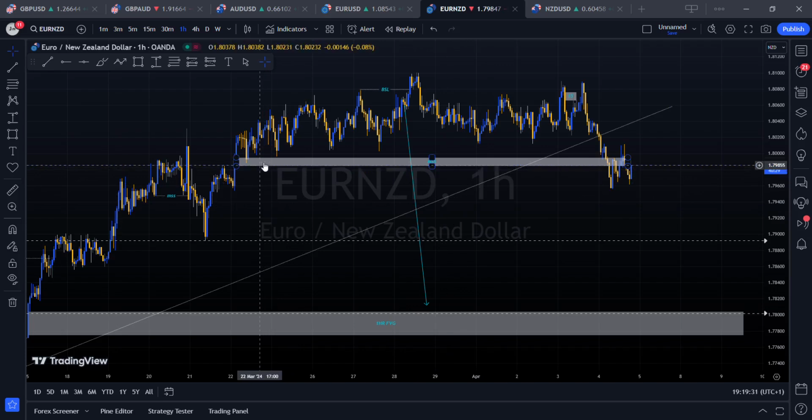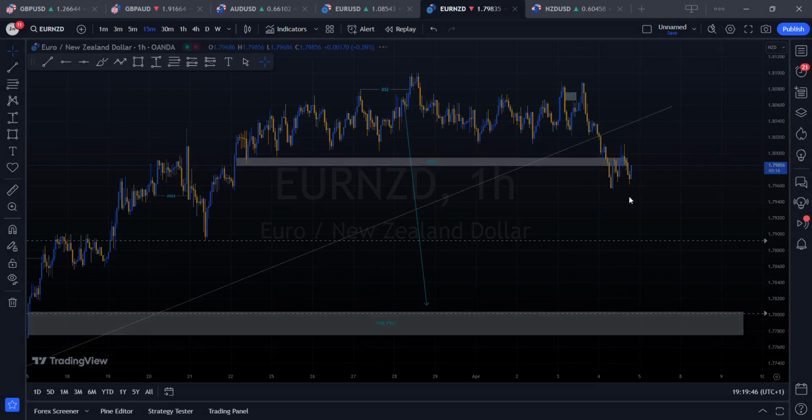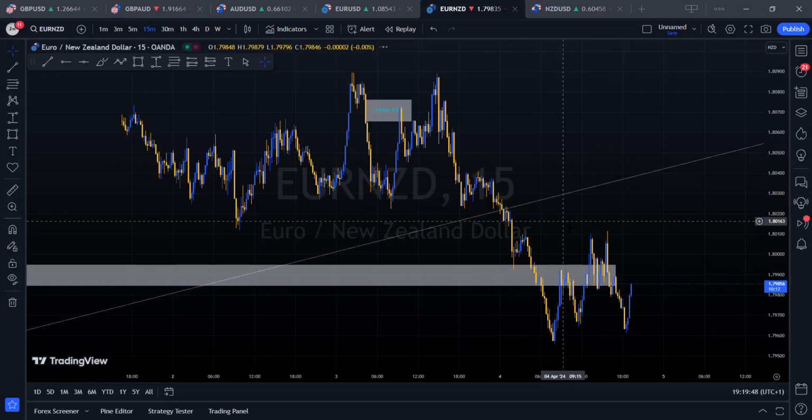Price broke this area here, this very area here, and then it broke it here rapidly with a displacement, and then retested the internal fair value gap. Here's the fair value gap right here. Now let's jump into the 15 minutes. Let's see that fair value gap very clearly. All right, okay, here you see, right?